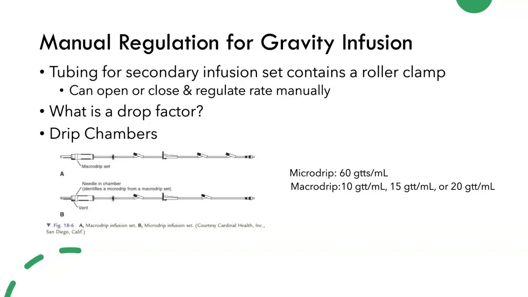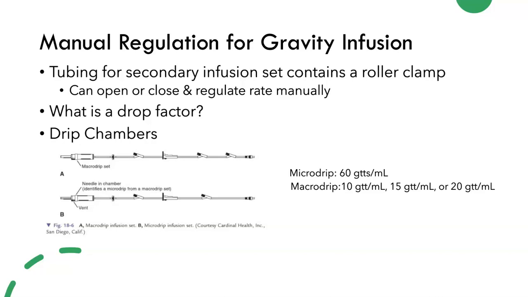So if we are having to give something by gravity, you want to make sure that you have your tubing for your secondary infusion set and that it has a roller clamp, because this is what's going to be used to help regulate the flow rate or your drip rate. Okay. So if you're giving it by IV, by gravity, then you have to be able to regulate your drop rate.